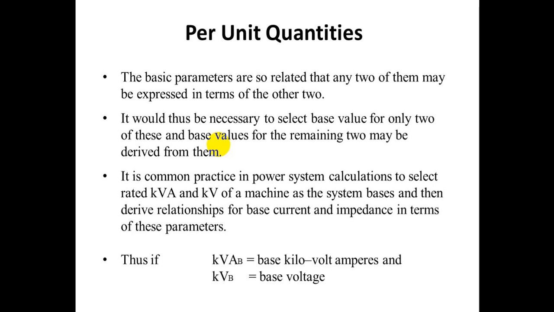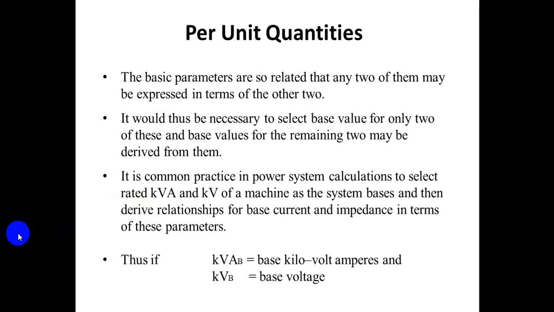But in normal practice in power system calculations, we select kVA and kilovolt as the base values of any machine and any equipment we have, whether it is a transformer or a transmission line. For any kind of equipment or machine, we take kVA and kilovolt as the system base, and then we derive the relationships for base current and impedance in terms of these parameters.